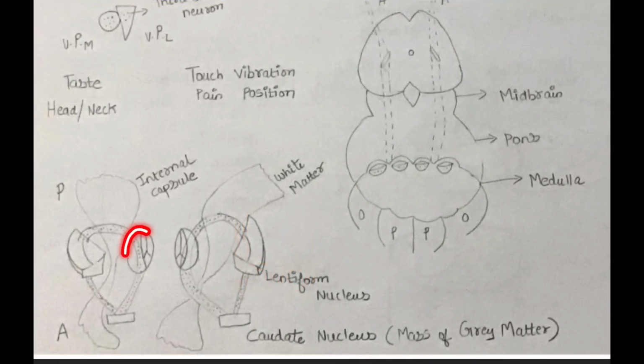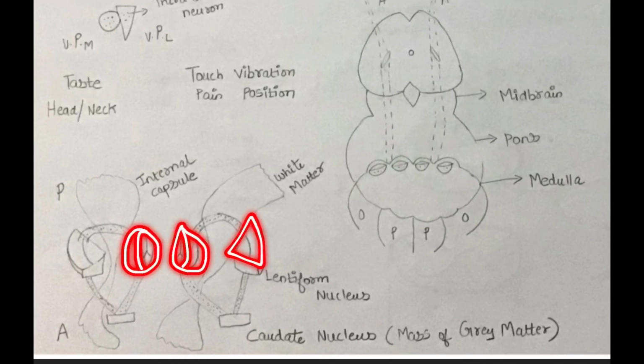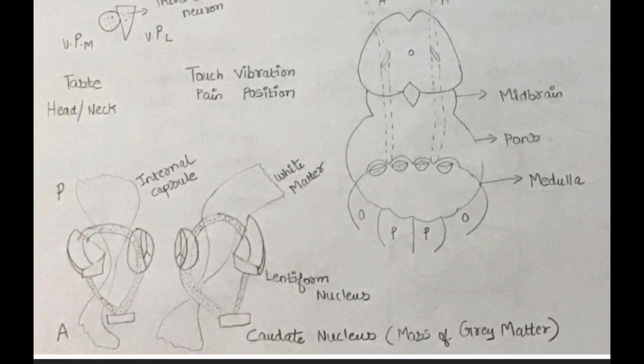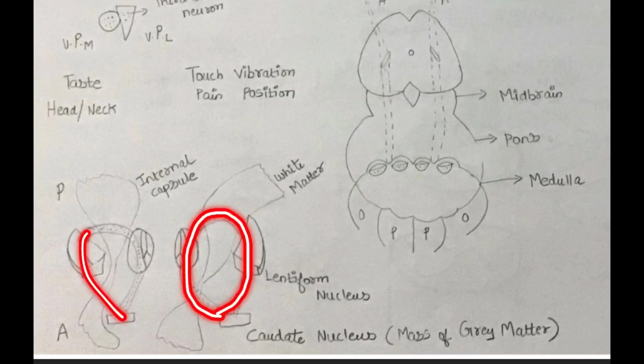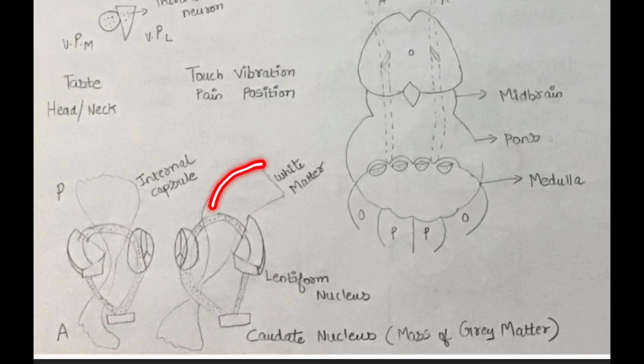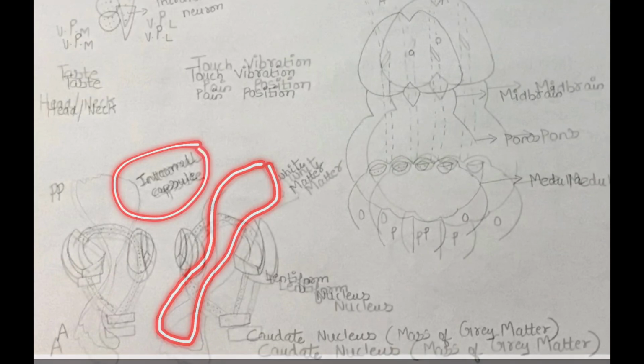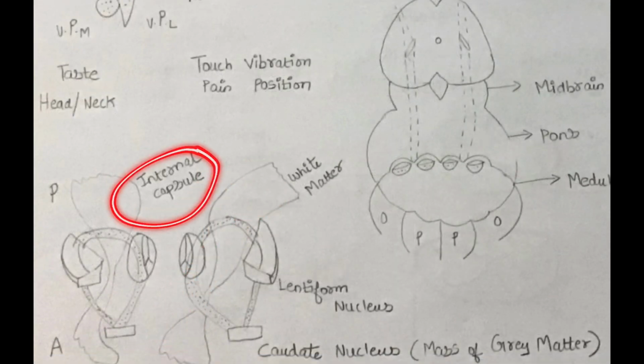Near the thalamus we have structures such as the lentiform nucleus on the lateral side of the thalamus and the caudate nucleus on the anterior side of the thalamus. From the caudate nucleus there is a mass of gray matter that folds around the thalamus and the lentiform nucleus like this, and in between the lentiform nucleus and the thalamus you have a sheet of white matter. We call it the internal capsule.